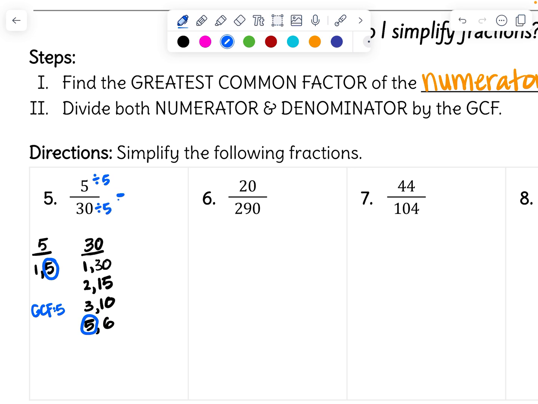To simplify this, 5 divided by 5 is 1, and 30 divided by 5 is 6. So the simplified fraction is 1/6.